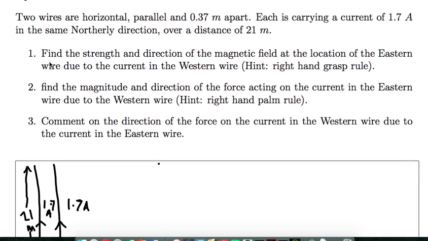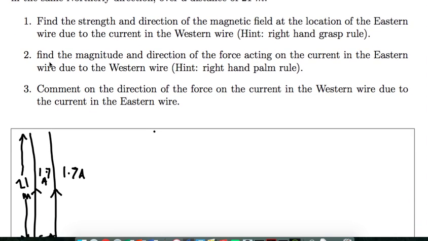So if we go back to the question, find the strength and direction of the magnetic field at the location of the eastern wire due to the current in the western wire. And I've given a hint here, the right-hand grasp rule. So to find the shape of the magnetic field around a current-carrying conductor, we grasp it with our right hand in the direction of current flow. So in this case, the current flow is northerly or up the page. So if we grab that western or the left-hand wire with our right hand, with our thumb pointing upward, then our fingers curl around the wire and show the direction of the field at every point around the wire.